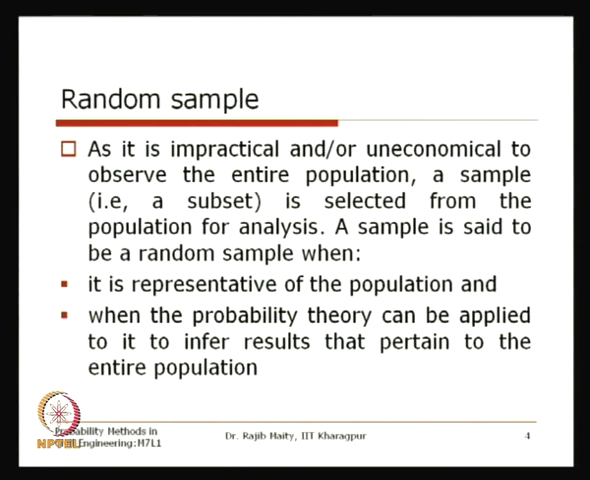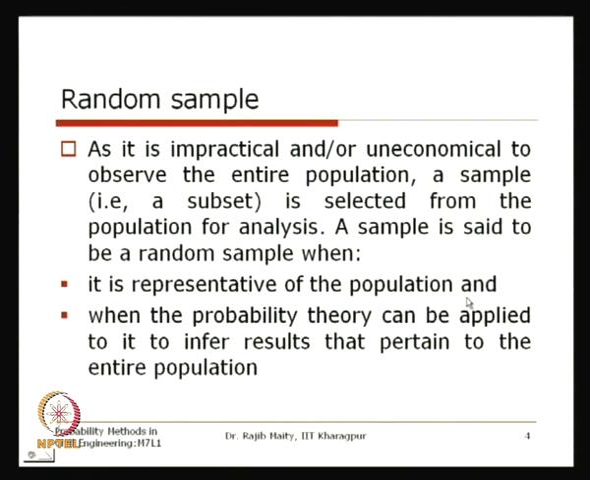So now, in sample, I was mentioning the random sample. When should we call a sample a random sample? As it is impractical or uneconomical to observe the entire population, a sample, that is a subset, is selected from the population for analysis. A sample is said to be a random sample when these two conditions are satisfied. One is that it is representative of the population. This word is important: it should be representative of the population. So whatever possible cases we can see in the population, the sample should have that representation in it.